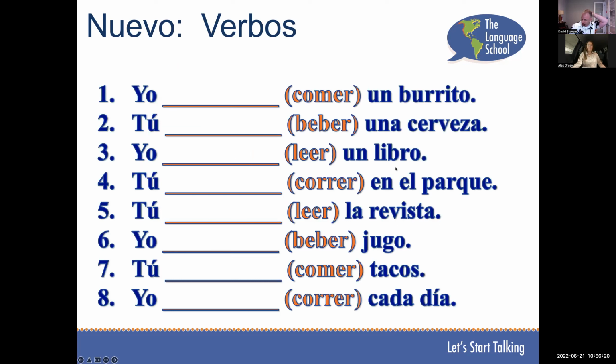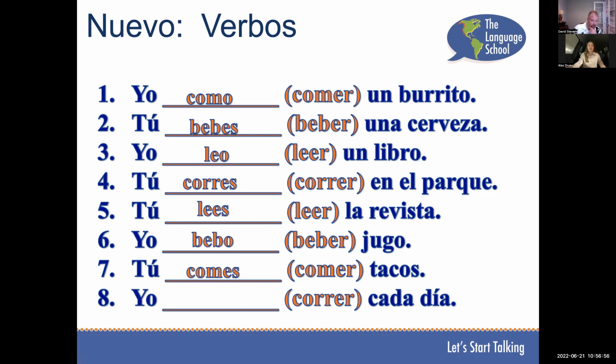Uno. Yo como un burrito, tú bebes una cerveza, yo leo un libro, tú corres en el parque, tú lees la revista, yo bebo jugo, tú comes tacos, yo corro cada día.